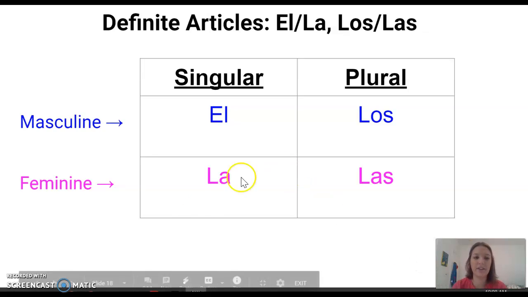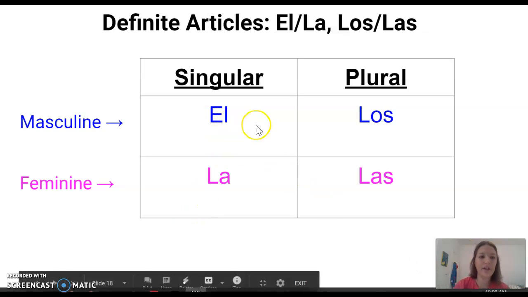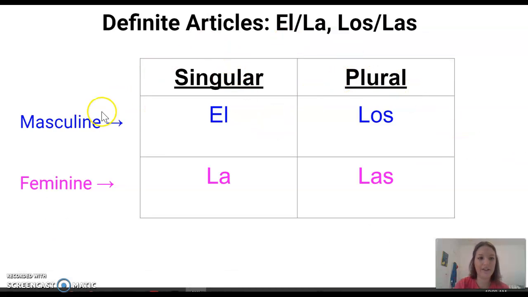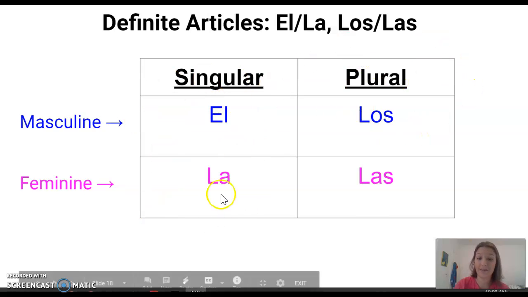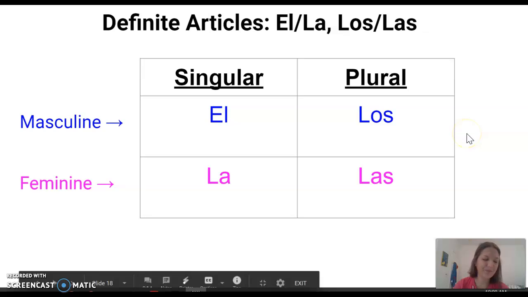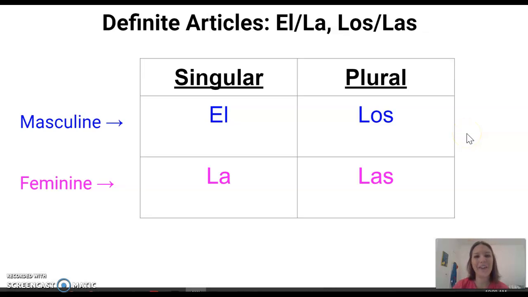So I try to color code those, okay? So you can kind of see in the chart where they fit, okay? So singular masculine, plural masculine. Singular feminine, plural feminine. Please remember this rule in Spanish forever and ever. All nouns and articles must match in gender and number, okay?